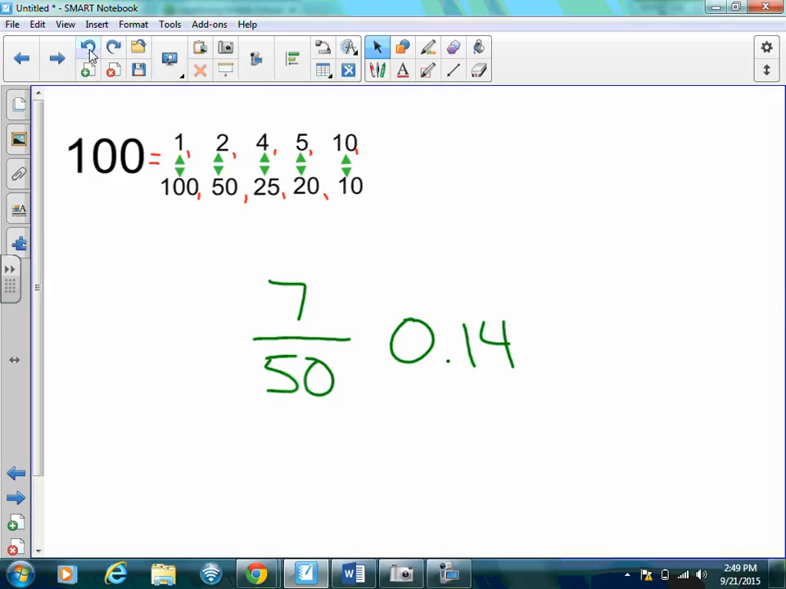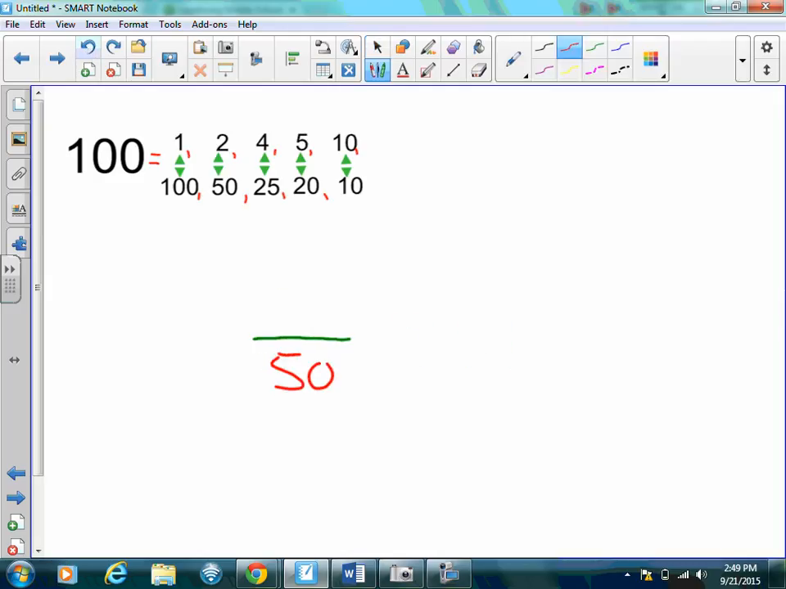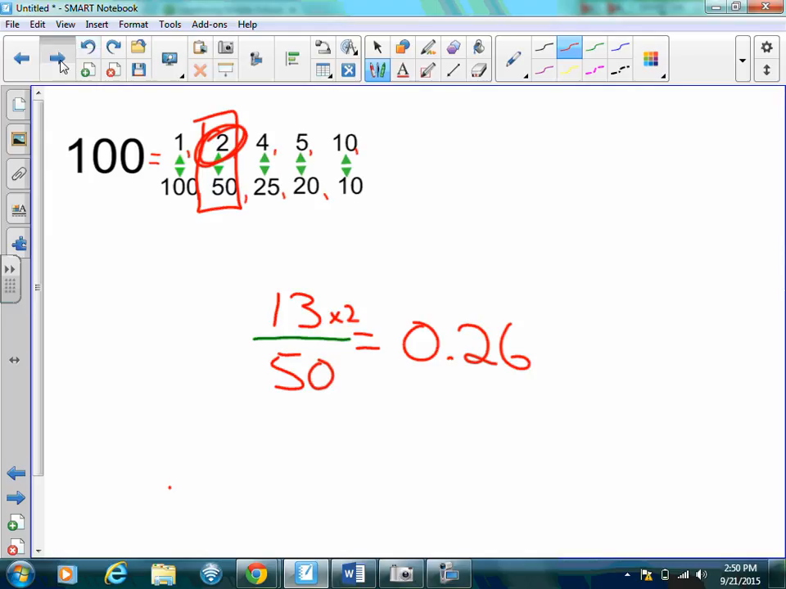This time, let's make it a little bit tougher. Let's make it 13 50s. So just remember what goes with the 50. The 2. So our answer is going to be 26 cents. Why? Because 13 times 2 is 26. Isn't that easy? Okay? Now, there's some others I want you to memorize.